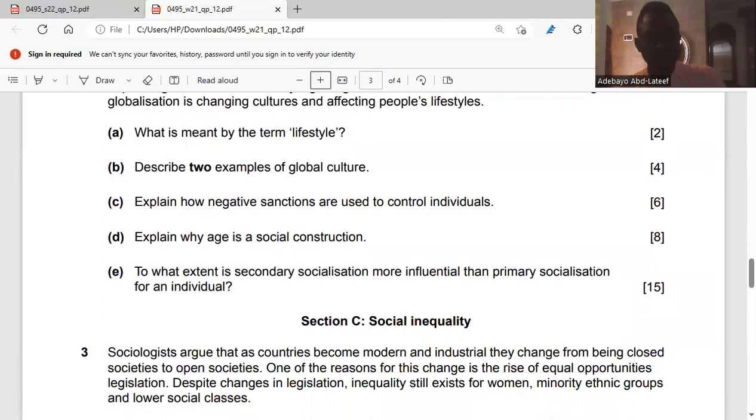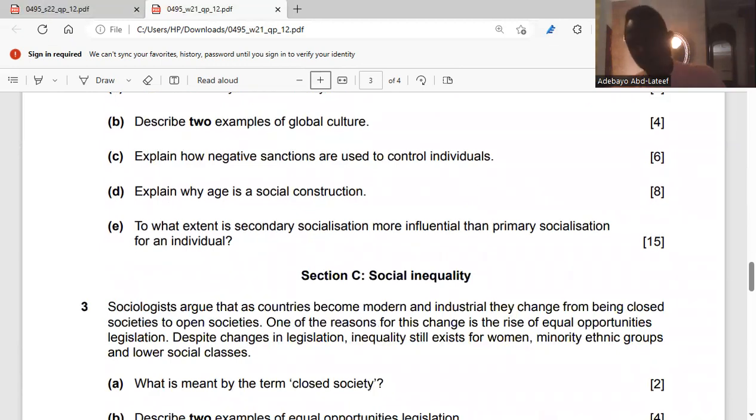Yeah. We'll go to D. Explain why age is a social construction. Age is socially constructed because, one, it is interpreted in different countries in different ways. How age is interpreted in Libya is different from how it is interpreted in Nigeria, and so on. In the traditional era, younger children were exposed to death, maybe through war. But these days it's not like that. Children are being protected now. Did you get the point I made there? Is it clear or not? Okay, so go on to E.